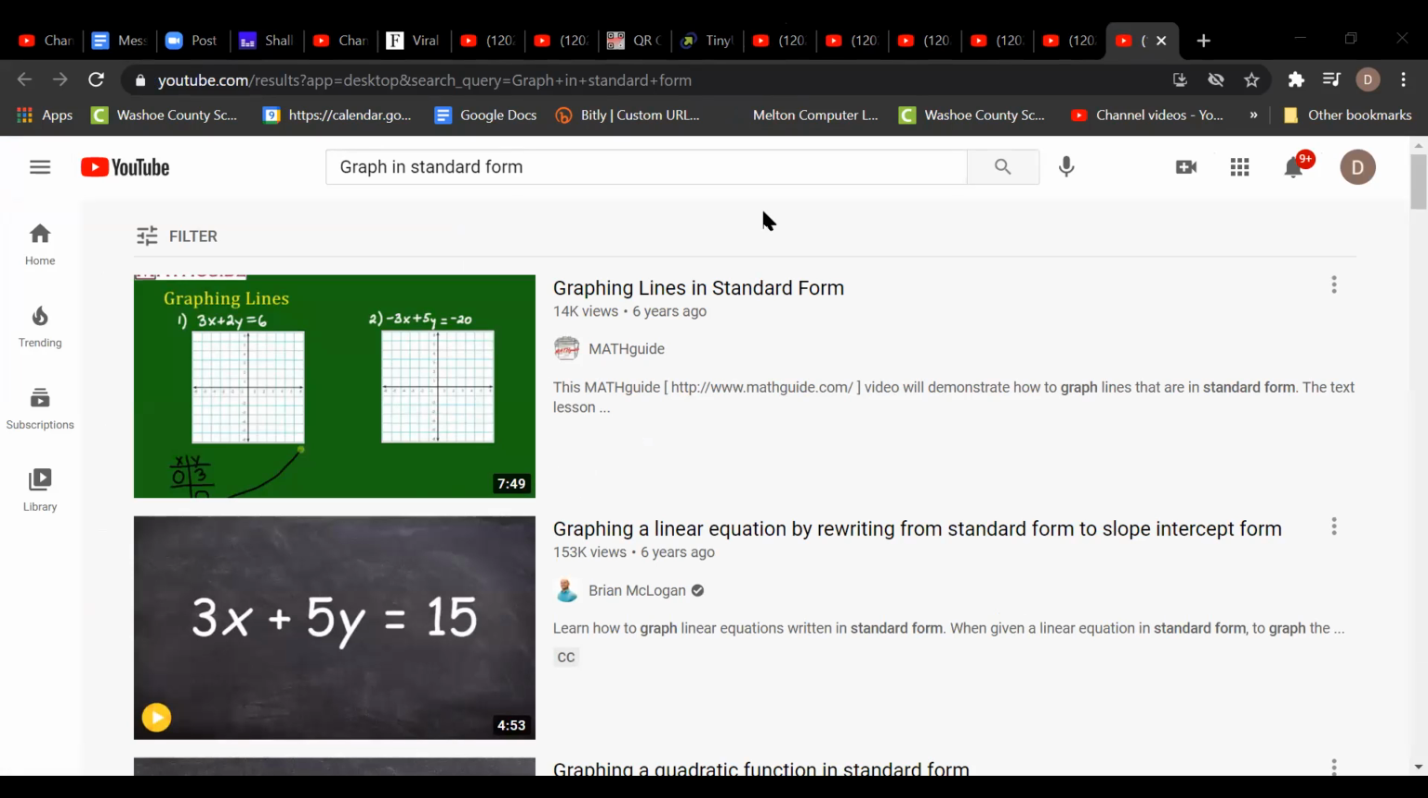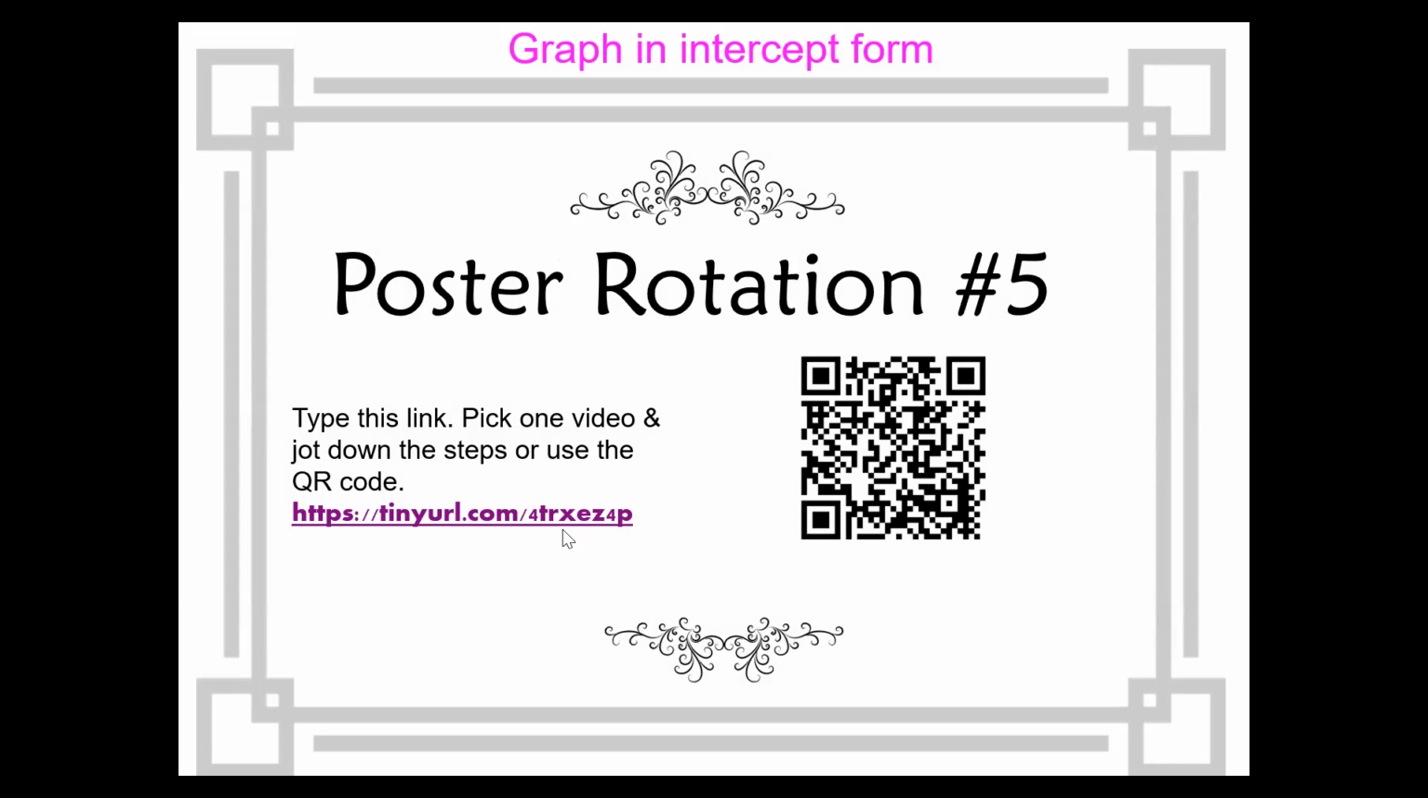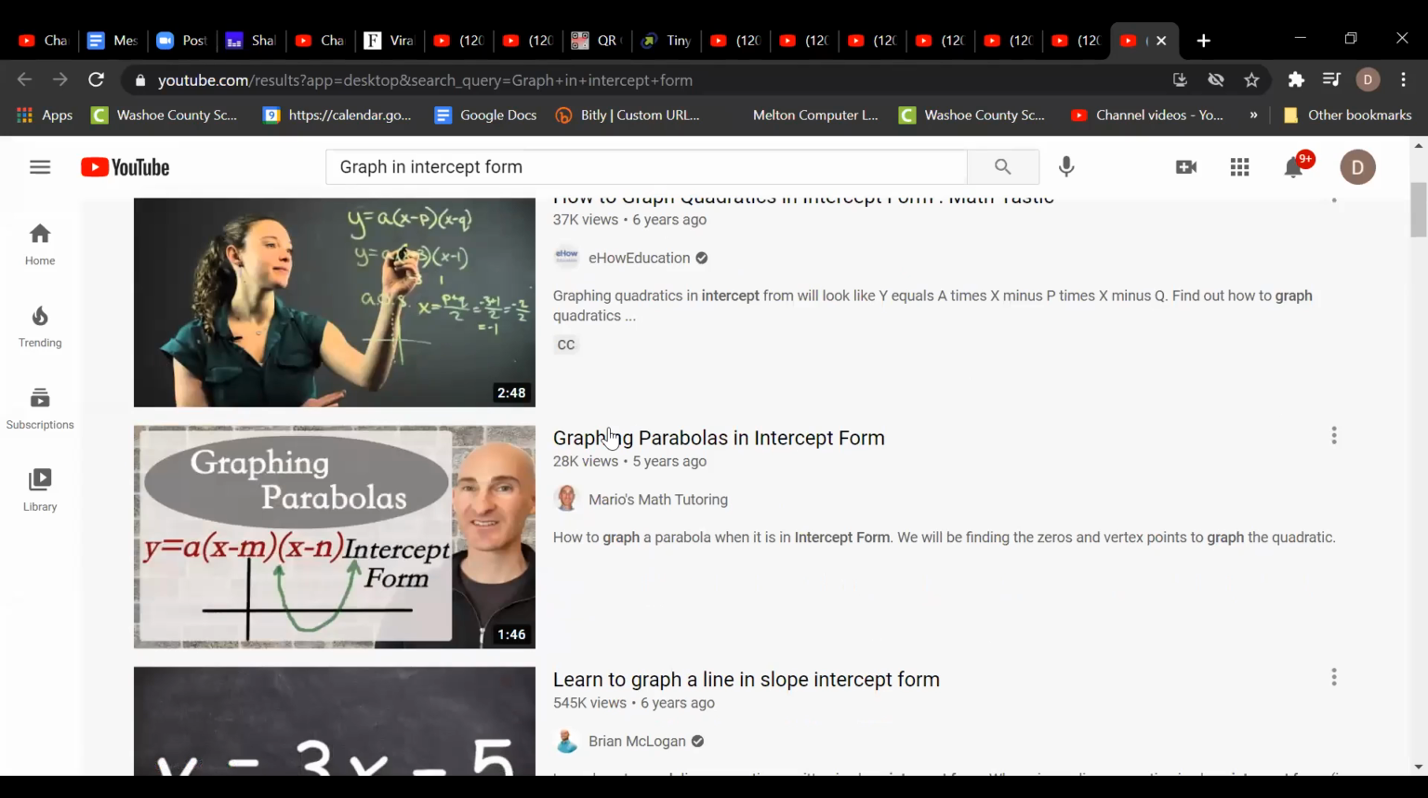Okay, so graph in standard form, do the same thing. Pick one of the videos, jot down the 2 examples. And then your last one is going to be on graph in intercept form. So these are the videos, pick one, jot down 2 examples.